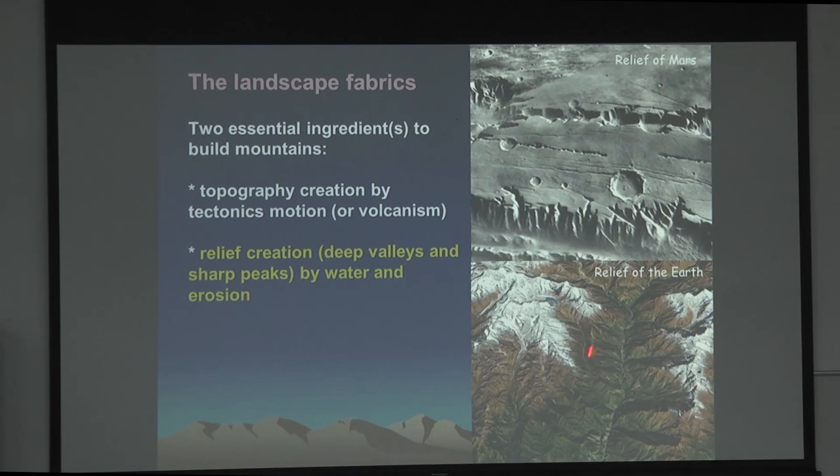So it's a valley in the Himalaya. And you see that on Mars, clearly, we're during, I think, Hesperian times, so 4 to 3.5 billion years ago, there was a little of water on Mars and a little of erosion. So I think it's a view of one of the big canyon on Mars.